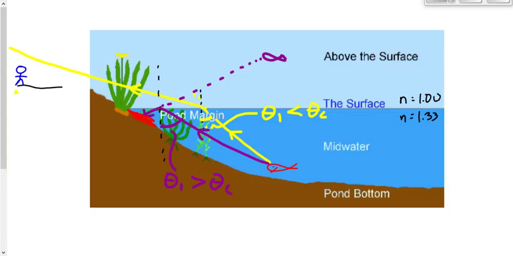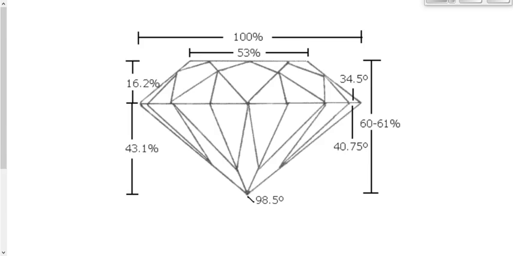I got another one for you. What's this? This is a diamond, a perfectly shaped diamond. And that's important. The shape of a diamond is very important.